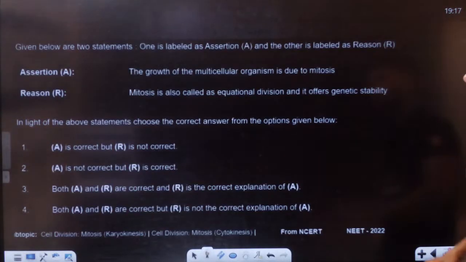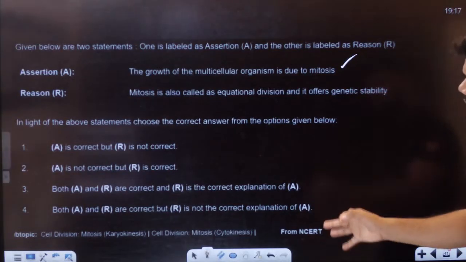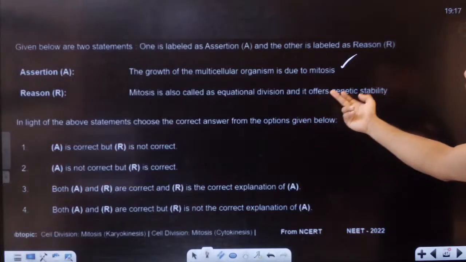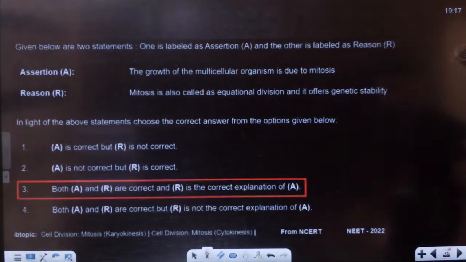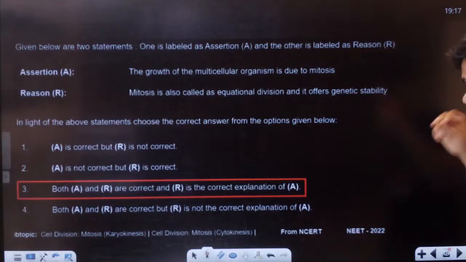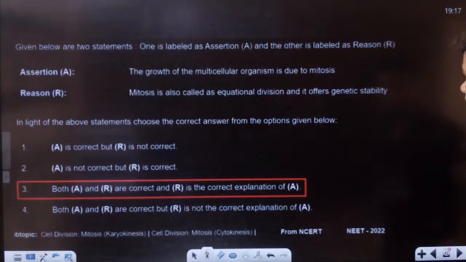Okay. The growth of multicellular organisms is due to mitosis. Obviously. Mitosis is called equational division and it offers genetic stability. Yes. Makes sense. That's why we grow. That's why we can grow, because of mitosis only.